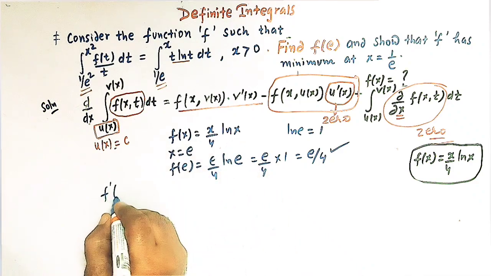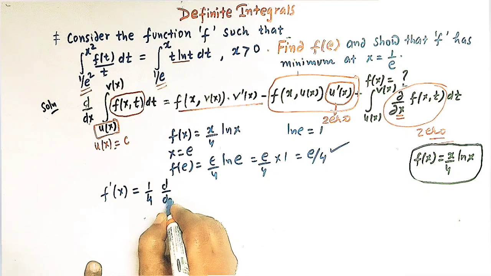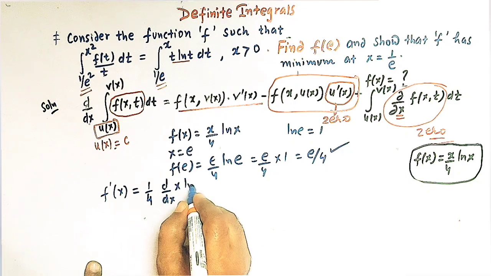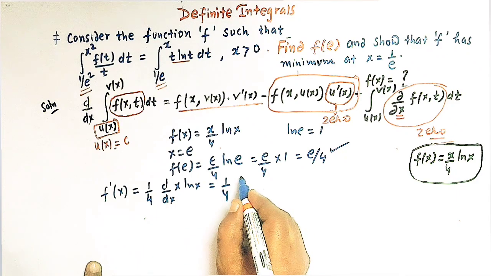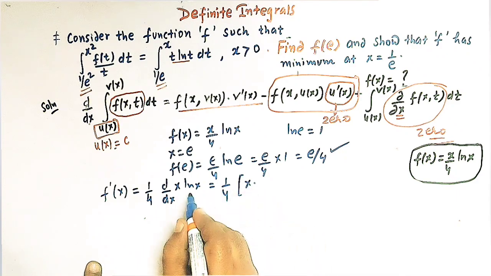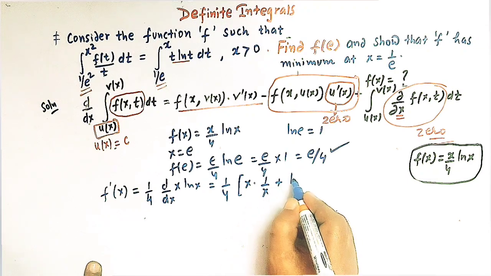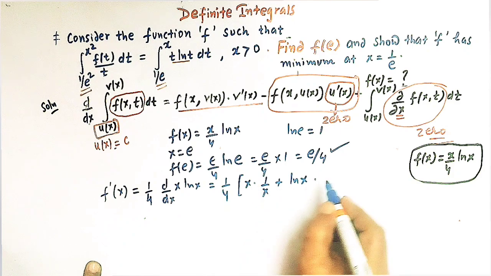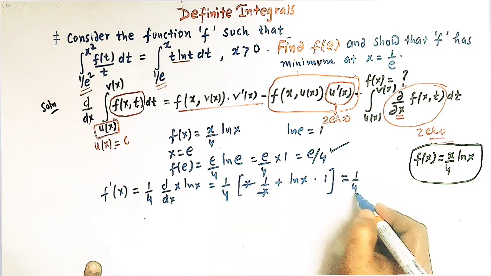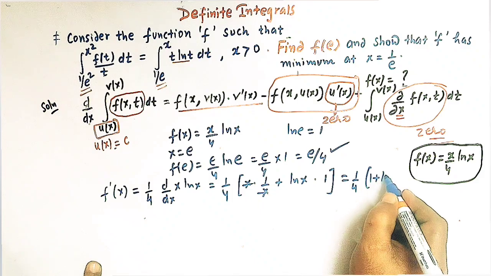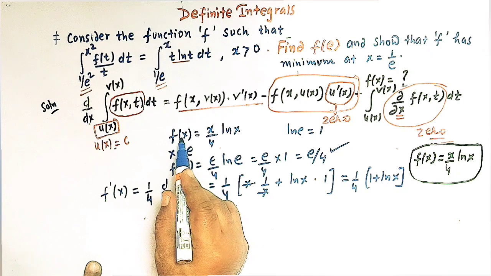So we have f prime of x is equal to 1 over 4 and d by dx of x times natural log of x. So here using the product rule, we have x, then the derivative of natural log of x is 1 over x, then we have natural log of x and derivative of x is 1. So here x and x get cancelled, so we have 1 over 4 times 1 plus natural log of x. So this is the derivative of f of x.